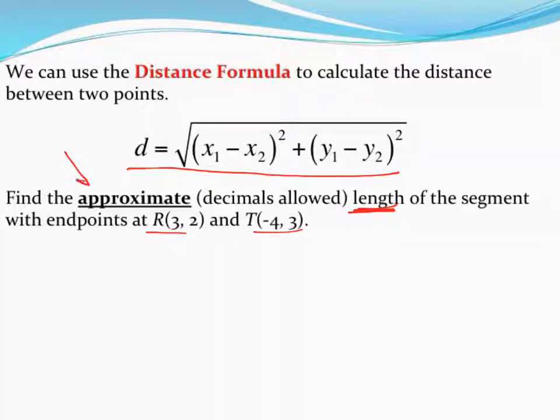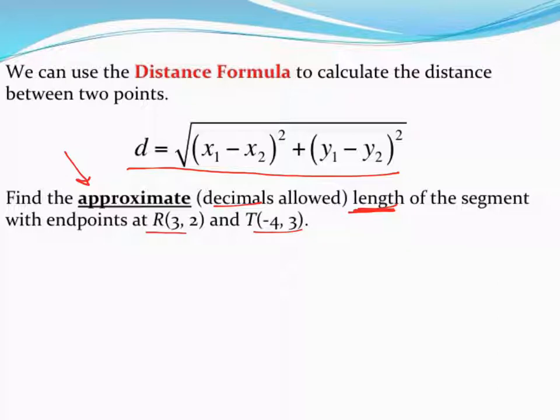Also note that they're asking you to find the approximate answer, meaning that decimals are okay. When we're finished with this, we're going to be taking a square root. If that number happens to not be a perfect square, we're going to use a calculator and get an approximate answer with decimals. If it says exact answer, we'll have to do something different. I'll show you a video about one of those.